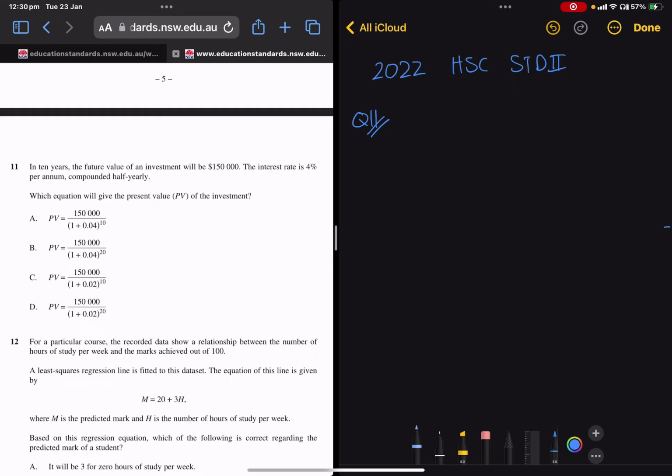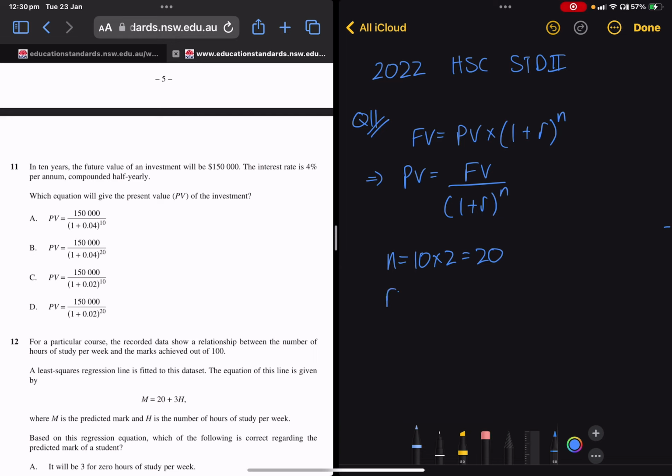All right, so we know future value is present value times 1 plus the rate to the power of the number of periods. This means present value is future value divided by 1 plus the rate to the power of the number of periods. We're told 10 years, but compounded half yearly. So n is 10 times 2, which is 20. So we're looking for something that has a power of 20. So it's either B or D.